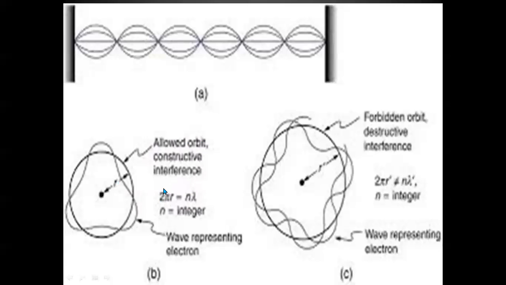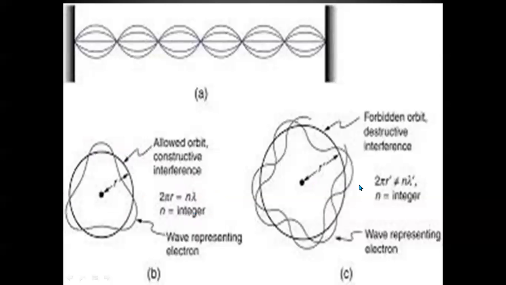It means the circumference of the circle should possess either one wavelength or two wavelengths or 3, 4, etc. lambda. Lambda is again nothing but wavelength. So here 3 wavelengths are there, therefore 2 pi r is equal to 3 lambda. n is an integer, therefore this is allowed.